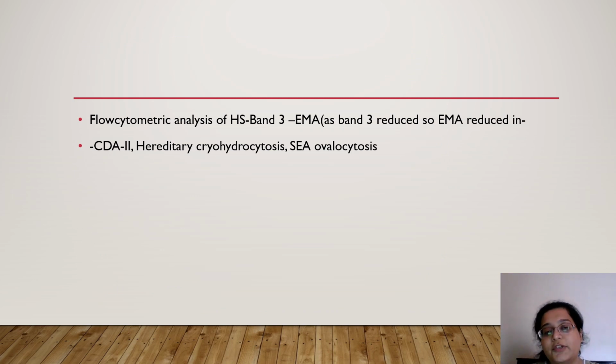This is just for your information that in today's world, to diagnose HS, we have flow cytometric analysis, where they study the band 3 protein reduction and hence give you a diagnosis of HS. EMA is done. And what are the other differentials where you can get an HS? Congenital dyserythropoietic anemia type 2, hereditary cryohydrocytosis, and Southeast Asian ovalocytosis. I'll deal with this further on, so I'm not dealing with it over here.